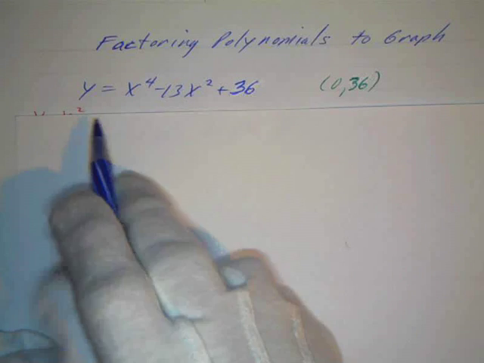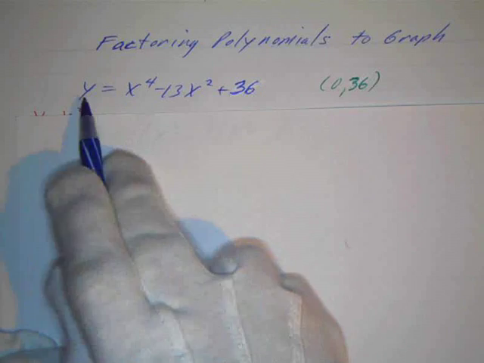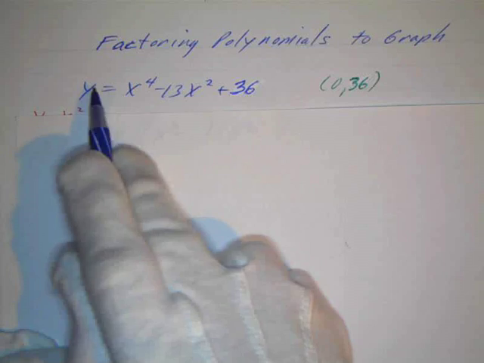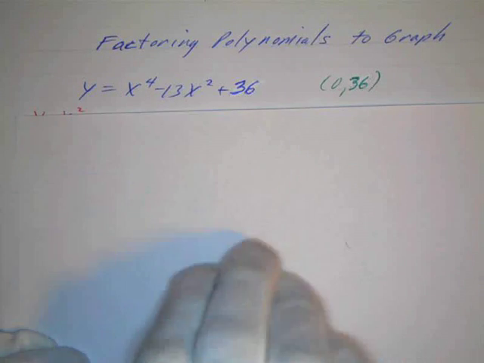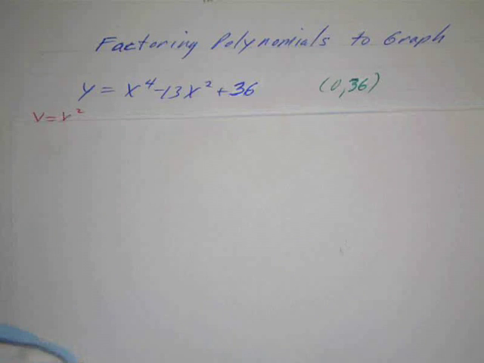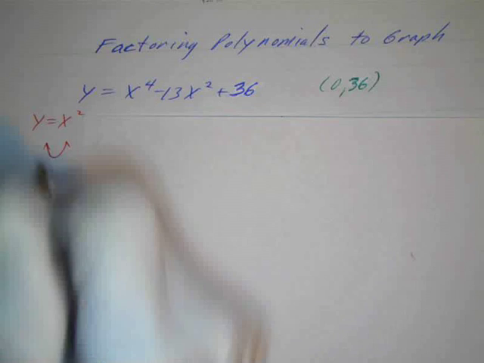But it's real easy, when it's in this form, to find the y-intercept. When x is 0, y is 36, so that's easy. And the end behavior is easy. We always just look at the highest degree term. So that's going to be like y equals x to the fourth, which is positive even, just like y equals x squared. So it's going to be up and up. So that's my end behavior.